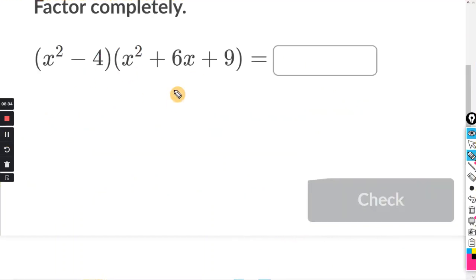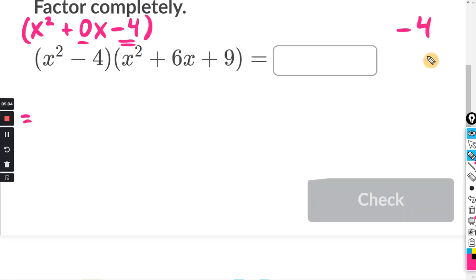All right, here we have 2 things to factor here. X squared minus 4. If you want to factor this, you can rewrite this as x squared, and since there's no x, you could just write plus 0x minus 4. What we're going to do here is look for 2 numbers that multiply to negative 4 and add to 0. If you write out the factors for negative 4, you have negative 2 times 2. And if you added those, they're going to add to 0.